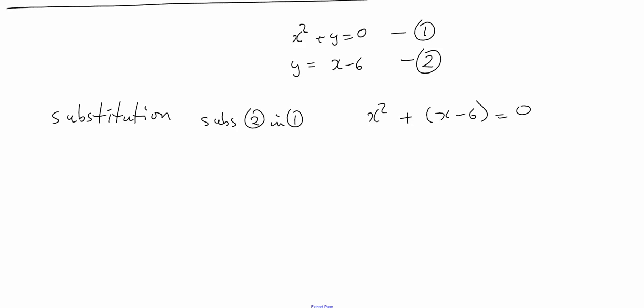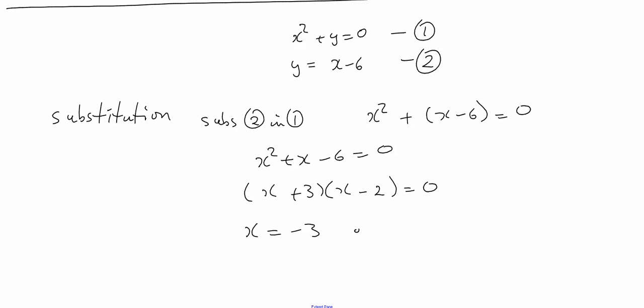And now we have one equation in one unknown, x, and we have x squared plus x minus 6 equals 0, a simple quadratic equation which factorizes x and x, 3 and 2, and we'll have plus 3 and minus 2 equals 0. So that gives us x equals minus 3 or x equals 2.